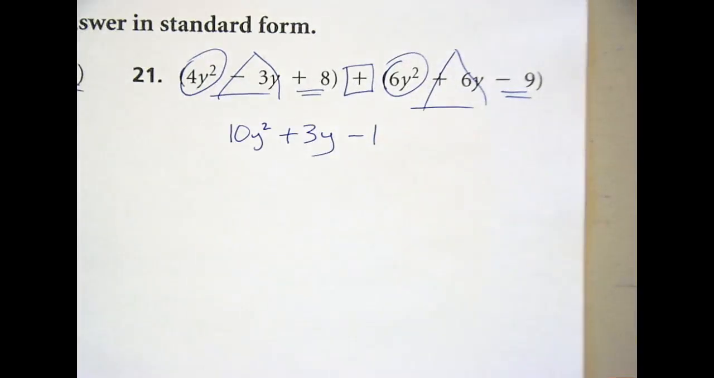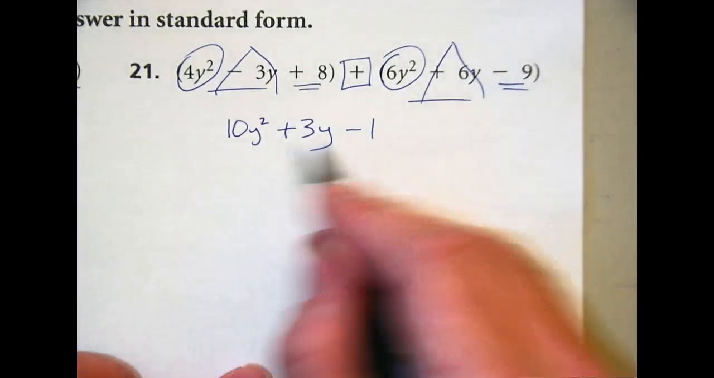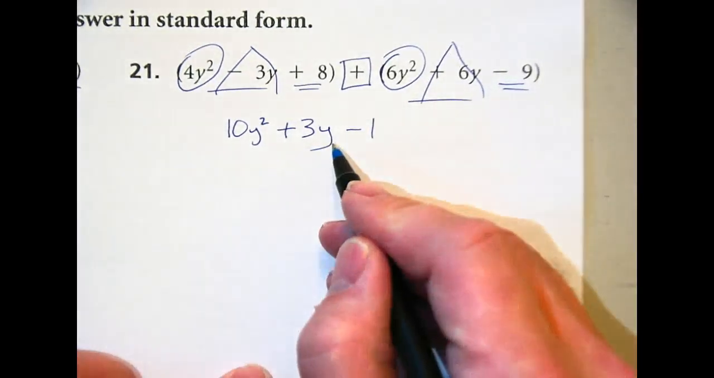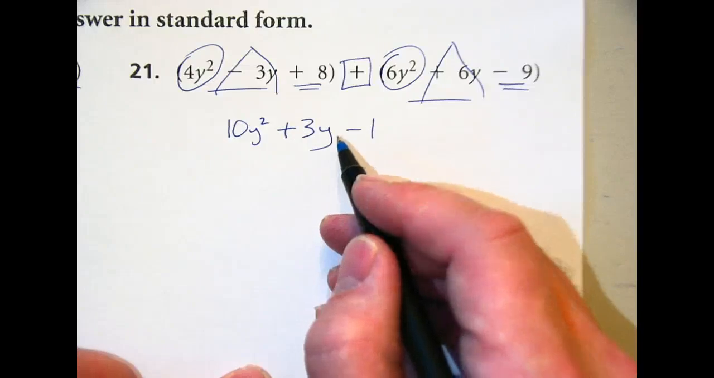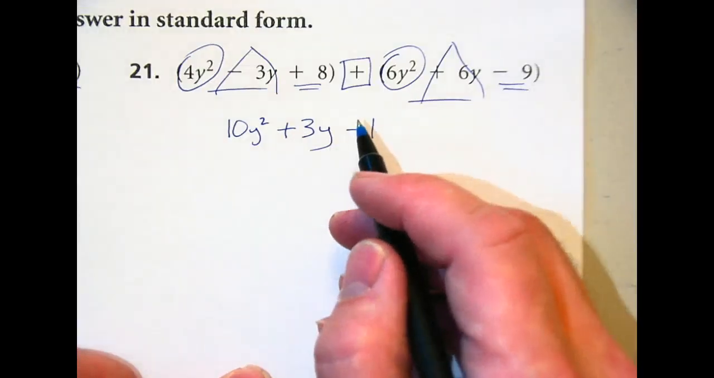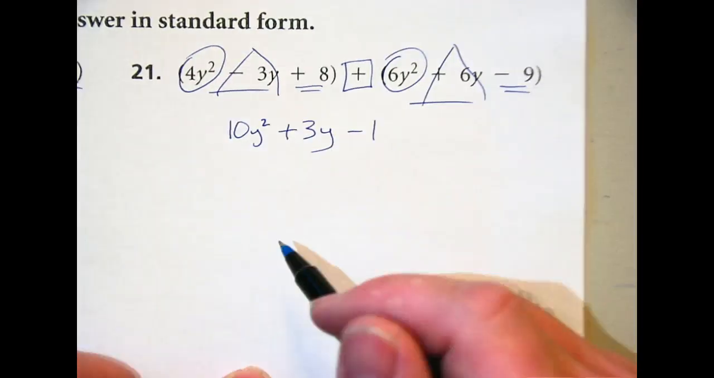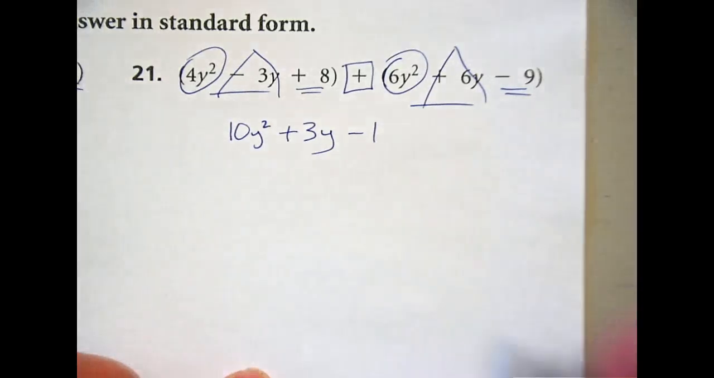Now, from that point, can we combine these two? How many say yes? Raise your hand. How many say no? Tell your neighbor why you cannot. Because they are to different degrees.